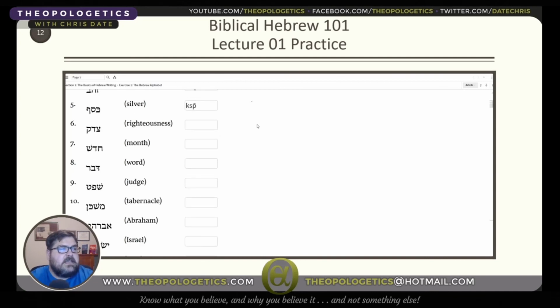This is tzaddik, tzedek, which means righteousness. The tzadi is transliterated with an S that has a dot under it. The dalet without a dagesh lena is transliterated with a D with a line under it, and the kof is transliterated Q.